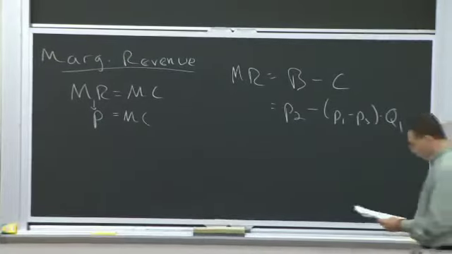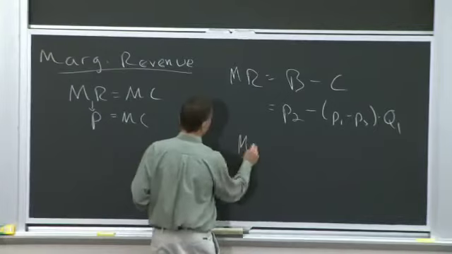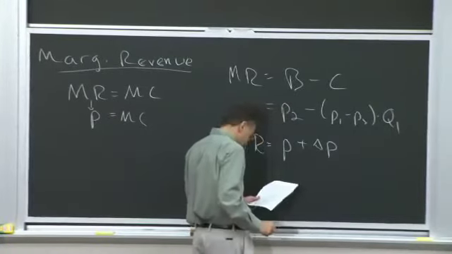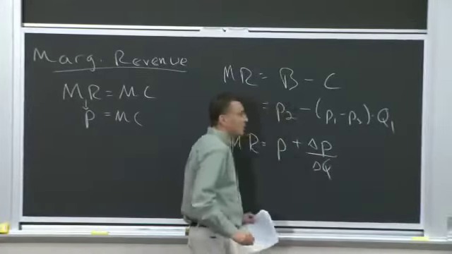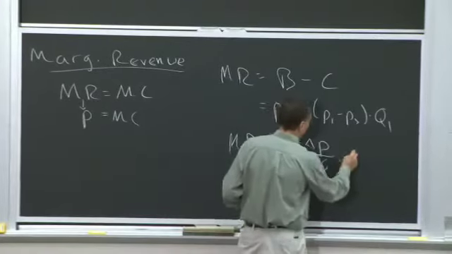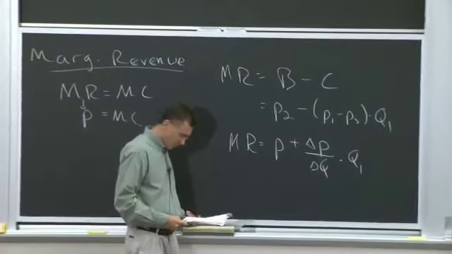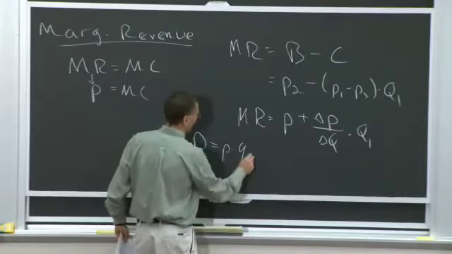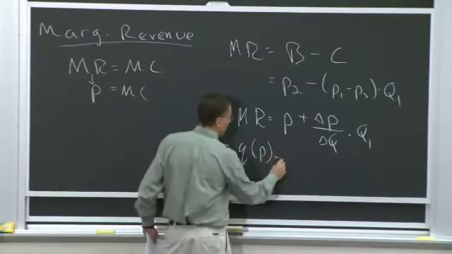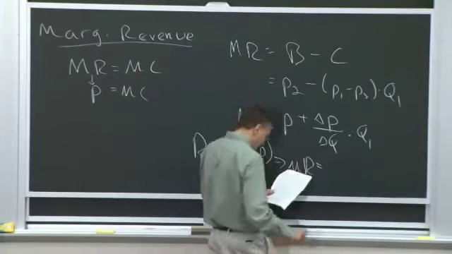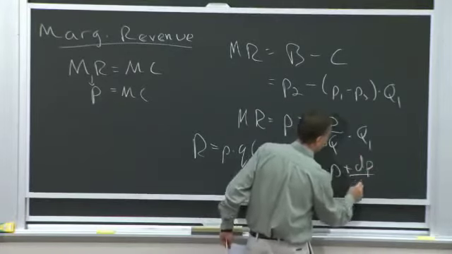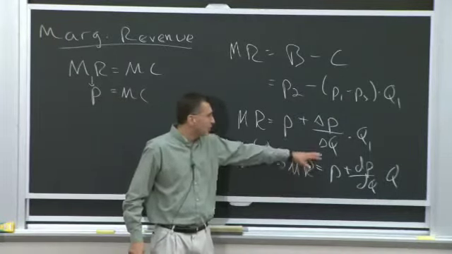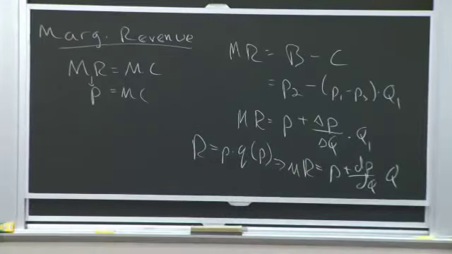Or rewriting, we could rewrite this then as marginal revenue equals P plus delta P over delta Q, how much the price changes when you change the quantity, times the original quantity Q1. Or one more time, for those of you who prefer calculus, if revenue equals P times Q, and Q is a function of P, then marginal revenue, differentiating that, is P plus dP/dQ times Q. So marginal revenue is the price plus the change in price from selling another unit times the initial quantity.